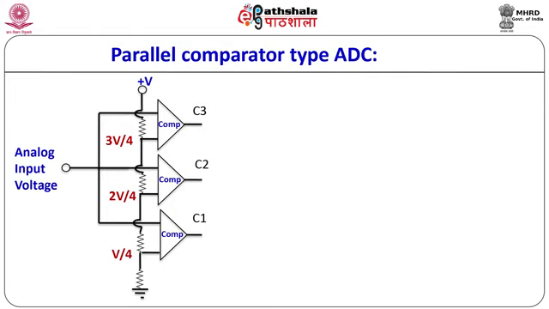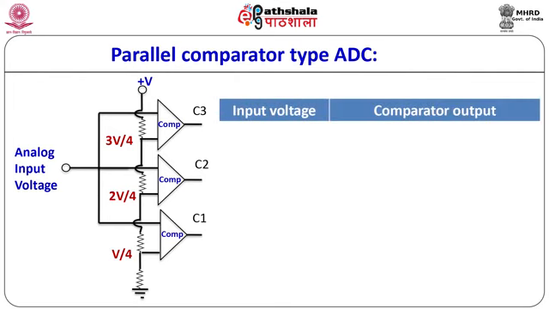The analog voltage that we want to convert into digital form is applied to one input of the comparators, whereas the other inputs to the comparators are fixed reference voltages that may be obtained using a potential divider arrangement, as shown in the figure. The reference voltage to the lower comparator is V by 4, the reference voltage to the middle comparator is 2V by 4, whereas the reference voltage to the upper comparator is 3V by 4. Depending upon the analog input voltage, the comparator outputs C1, C2 and C3 are set.